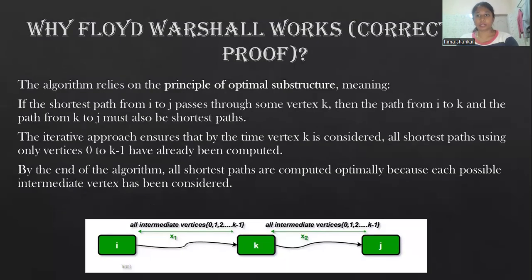Why do Floyd and Warshall's work? Correctness proof. The algorithm relies on the principle of optimal substructure, meaning if the shortest path from i to j passes through a vertex k, then the path from i to k and the path from k to j must be shortest paths. The iterative approach ensures that by the time vertex k is considered, all shortest paths using only vertices 0 to k minus 1 have already been computed. By the end of the algorithm, all shortest paths are computed optimally because each possible intermediate vertex has been considered.